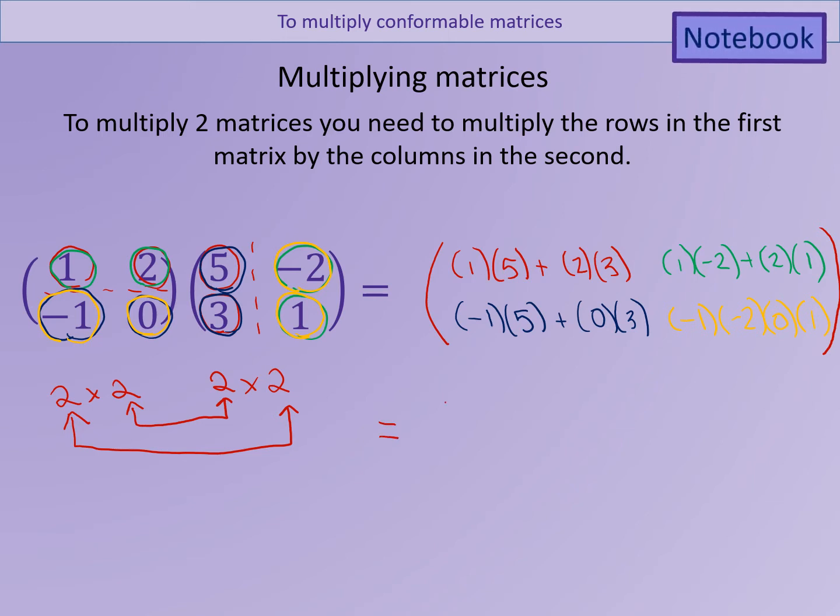This leads us to 5 plus 6, which is 11, minus 2 plus 2, which is 0, minus 5 plus 0, which is minus 5, and I can see that I have missed the plus sign out in between there, and 2 plus 0 is 2.